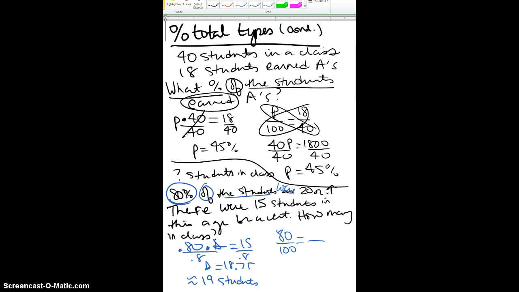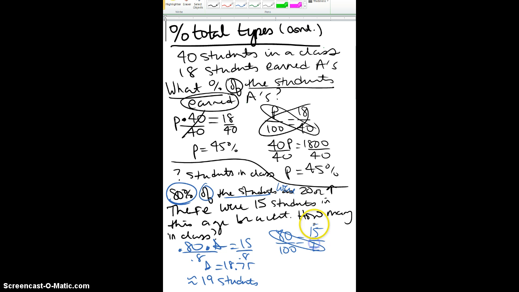But obviously I don't have 80. So it's part over total. 15 is the part that are in the category. Total is, I don't know. Okay, I don't know the total number of students. So out of 100, there would be 80 in the 20 or older category. If there was some other total, there's going to be 15 in there. And this way I can actually solve for that.